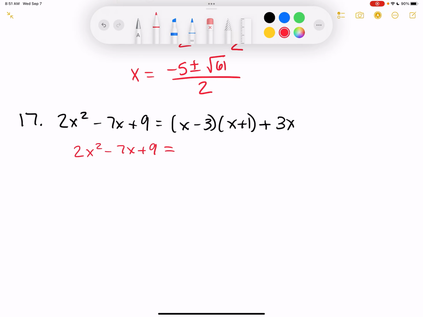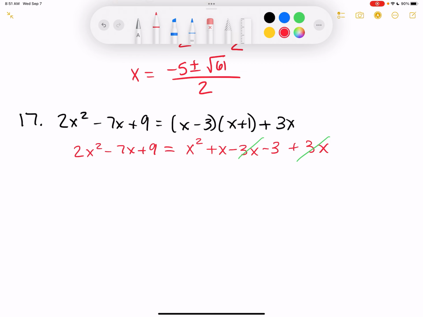All right, so what does this foil into? X squared plus 1x minus 3x minus 3. Wow, we got through it. So this negative 3x and positive 3x cancels. Rather than rewriting it with those things canceled, I'm just going to start moving stuff over to the left or the right, as the case may be.